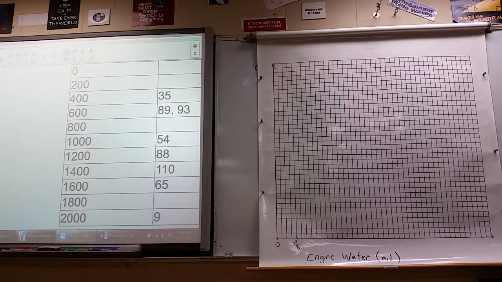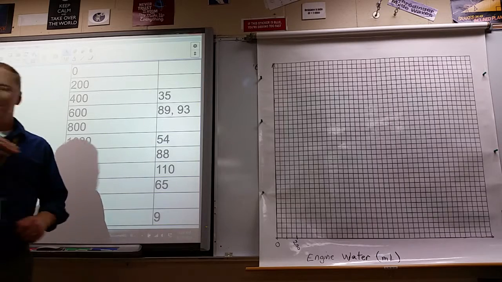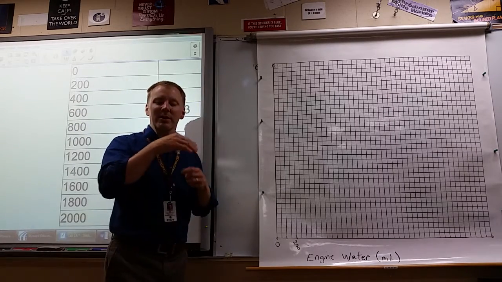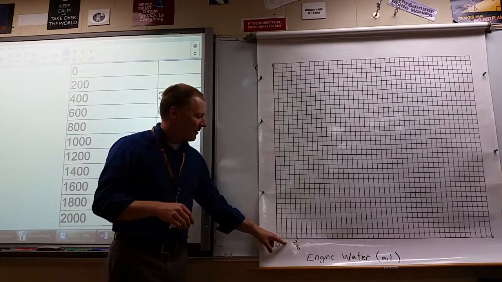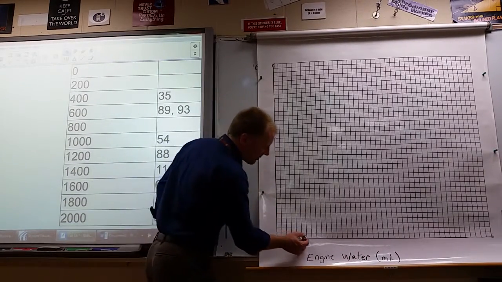Do I have to make the little tick marks? No, you don't. You can just make them, and if you've got room, you can do it the exact same way. If you find that you're a little squished, you might go every other one, so this is 200. But we'd like to take up as much room as possible with this.